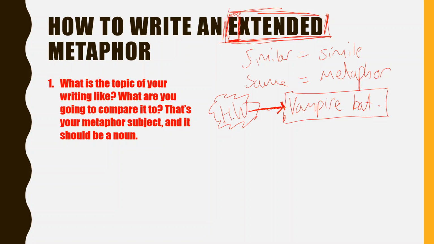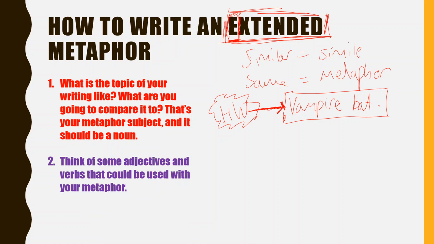I ask myself, what's homework like? It's boring. It drains time. What am I going to compare it to? Vampire bat. That's my metaphor. It's a noun phrase. Step two, I need to think of some adjectives and verbs that could be used with my metaphor. That's what makes it into an extended metaphor. If I just said homework is a vampire bat, that's a metaphor. To make it into an extended metaphor, I need to think of some extra vocabulary that I could use with that metaphor. Okay, so let's start with the verbs.